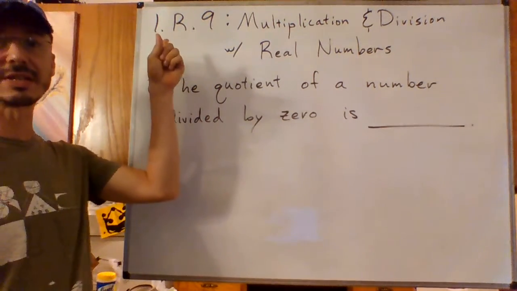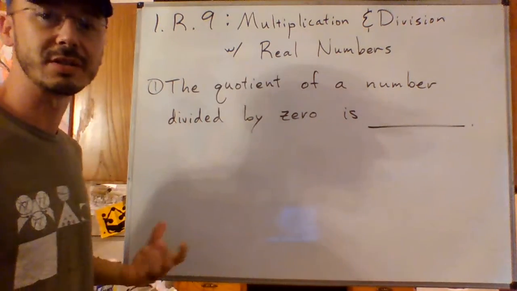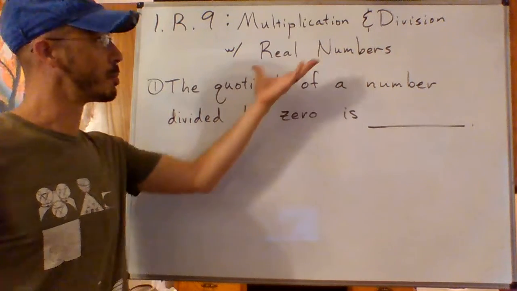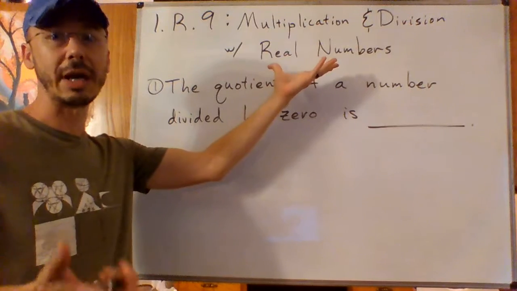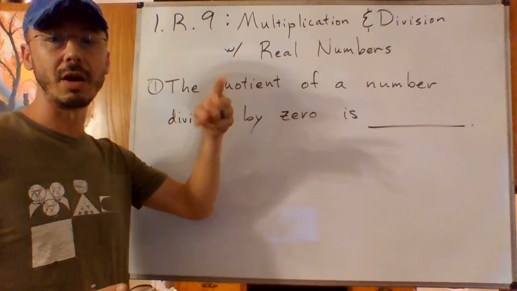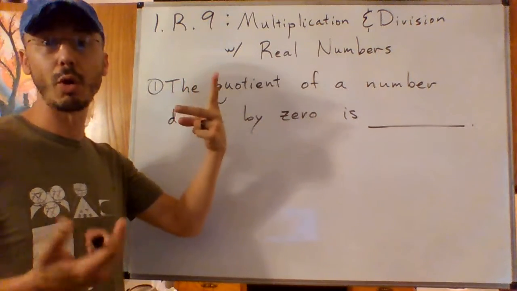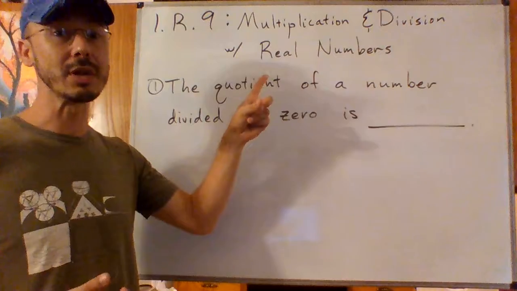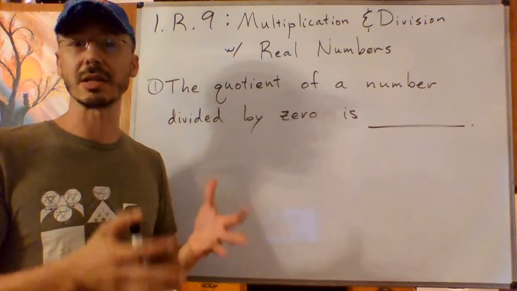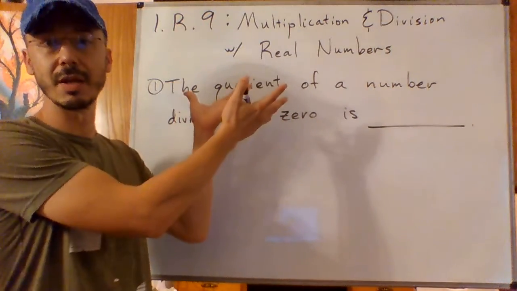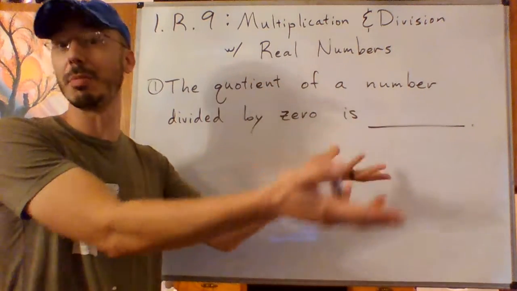This video is going to include examples from section 1.R.9, which is about multiplication and division with real numbers. So earlier we did multiplication and division with fractions or rational numbers, because they're a ratio or a quotient, the other word, of two whole numbers or two integers. Real numbers are the number line numbers. Any number that can be represented in decimal form is a real number.